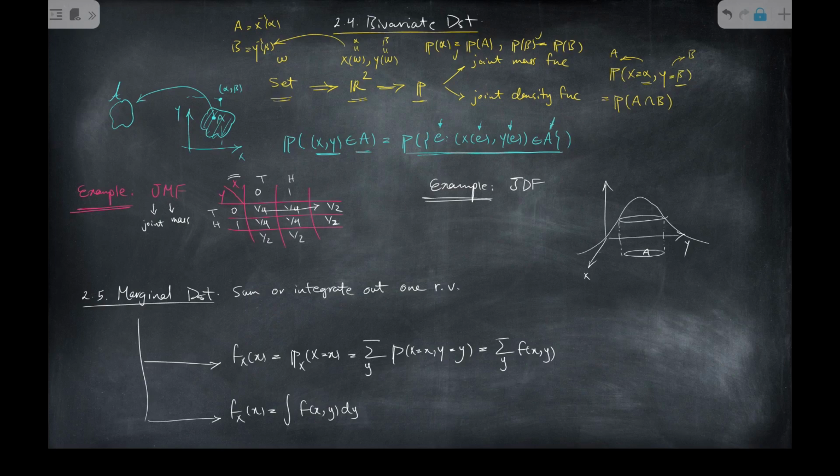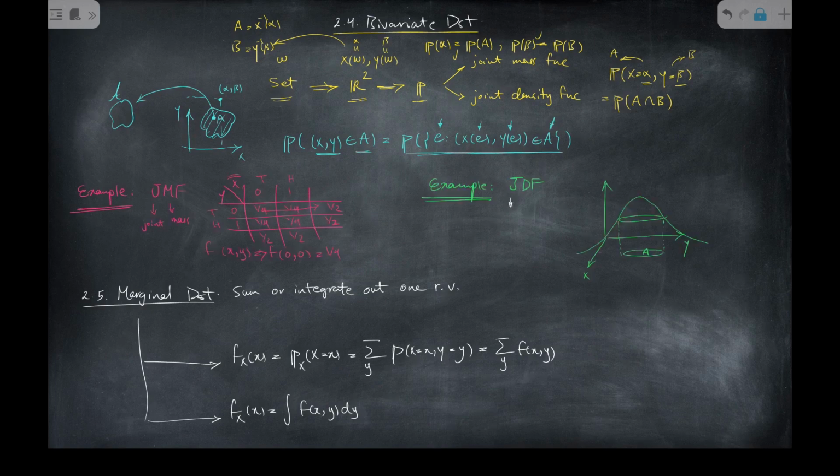So we call this joint mass function. So how X and Y covary. So here, for example, f of 0 and 0 is 1/4.